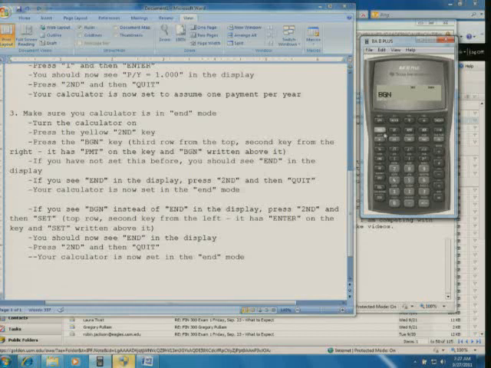So if you see BGN, I want you to hit the second key and then press set, which is on the top row here above the enter key. Okay? When you press enter, it's going to change to END. And that guy just toggles. When you press second set, it toggles back and forth between beginning and end. So you'll press second set, and you'll see END up here. Once you see END, you can hit second and quit, and your calculator's set up.